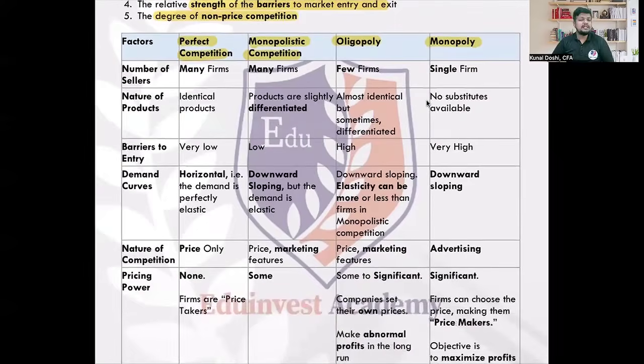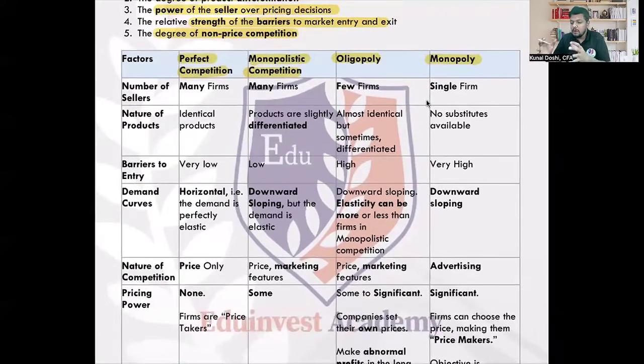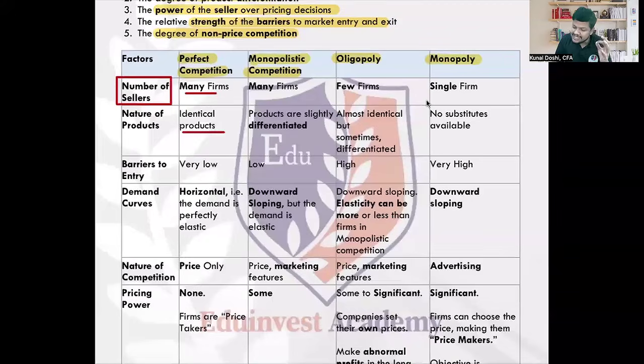Now, let us understand the basic difference between all 4. I'll highlight some of them, which many of you must already be aware of. So, from perfect competition, as you move to monopolistic, oligopoly, and monopoly, what happens? The number of sellers in that particular product keeps on decreasing. Perfect competition has many firms producing the same product, but monopolistic has relatively fewer firms than perfect competition. Of course, there are many firms, but they are producing a slightly different product.